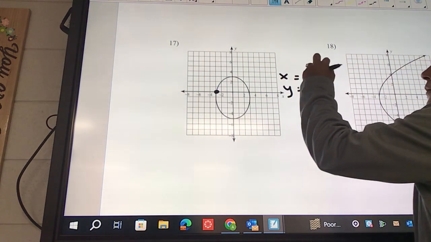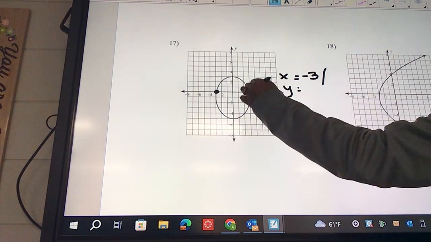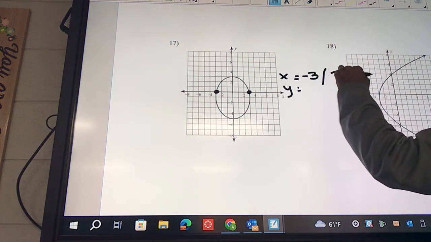Where else? At 3. No, we cannot do a comma. Don't say -3, comma 3. You are more than welcome to write the word and or use a slash, but we cannot use a comma. When we put a comma there, that represents a coordinate or a location, and so that's not allowed. So it touches here and here. This one has 2.